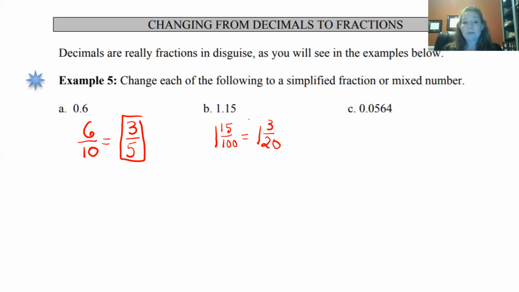Now I could turn it to a mixed number, of course. I could multiply 12 and 1 and then add 3. I meant not 12, 20 and 1. 20 times 1 is 20 plus 3 is 23/20.